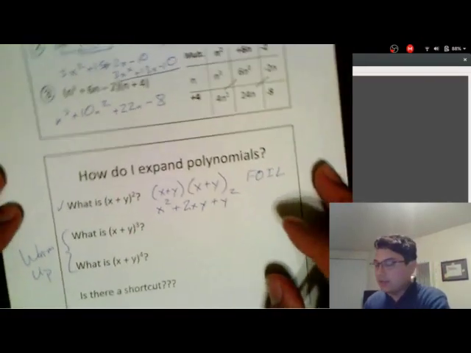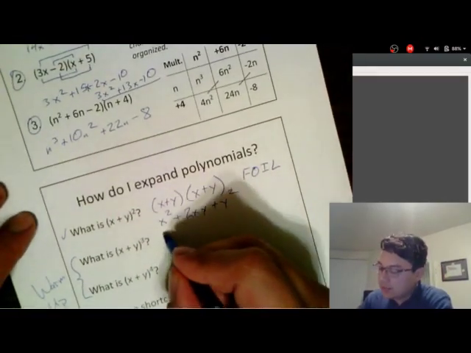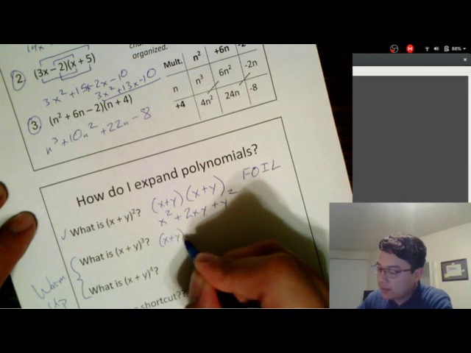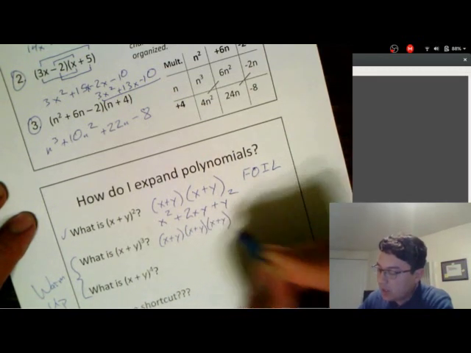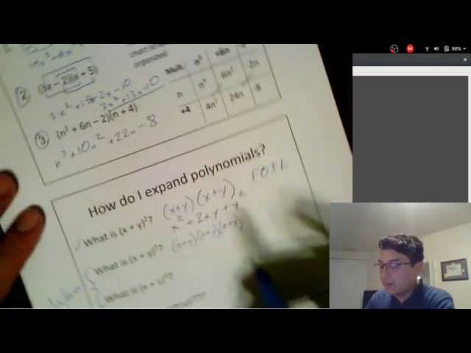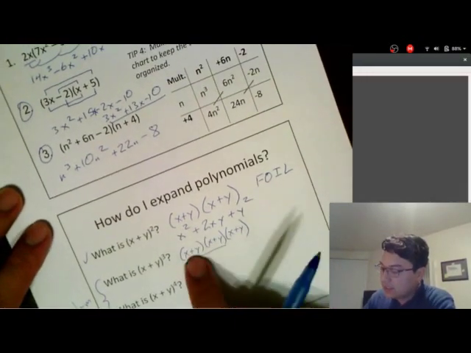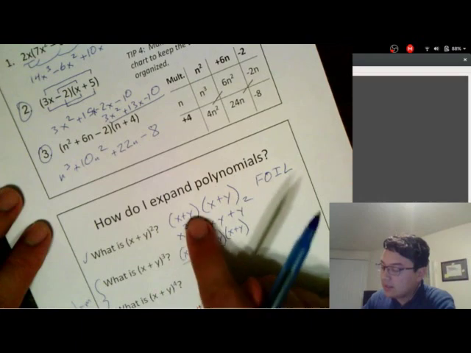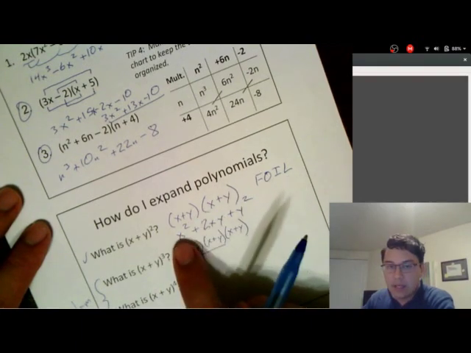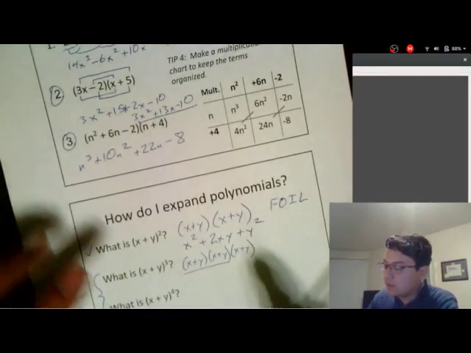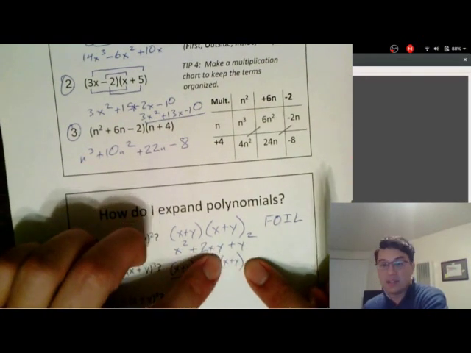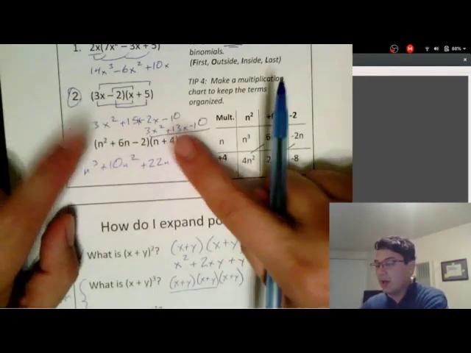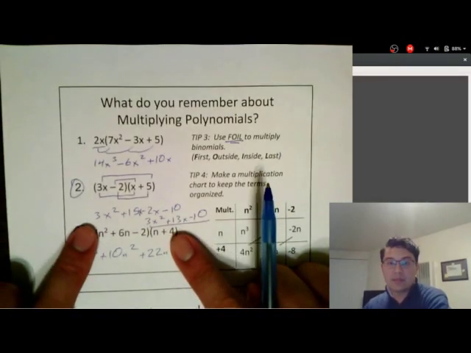Okay. So this first one here is the same thing as x plus y times x plus y times x plus y. Well, if you remember, this part right here, this x plus y times x plus y, is the same thing as what we had in the first one here, and that's equal to this. So really what you're going to do is take this trinomial and multiply it by an x plus y. That looks an awful lot like number 3 from this example up here.